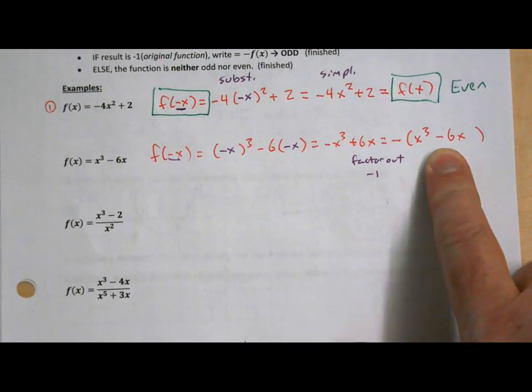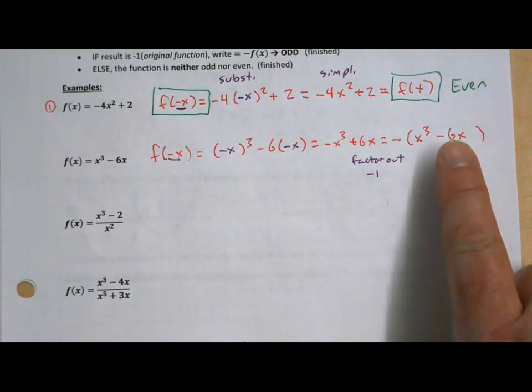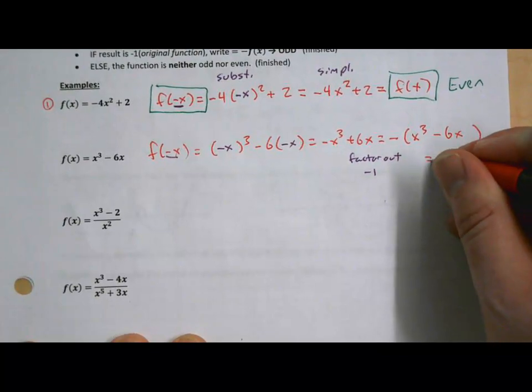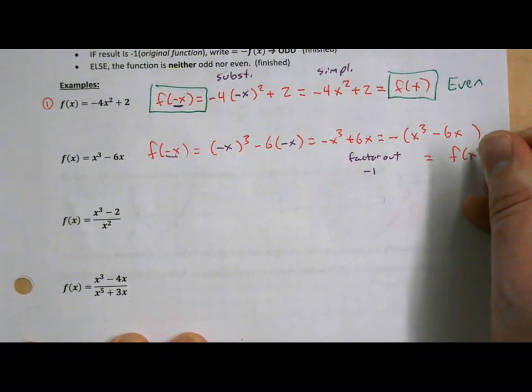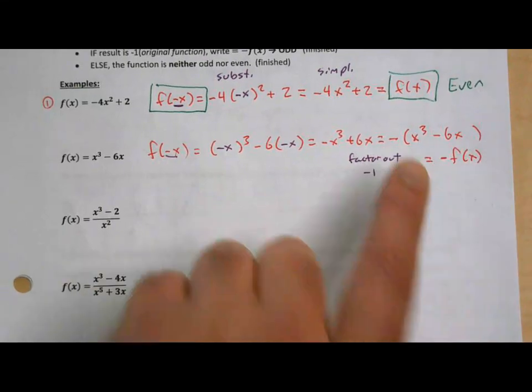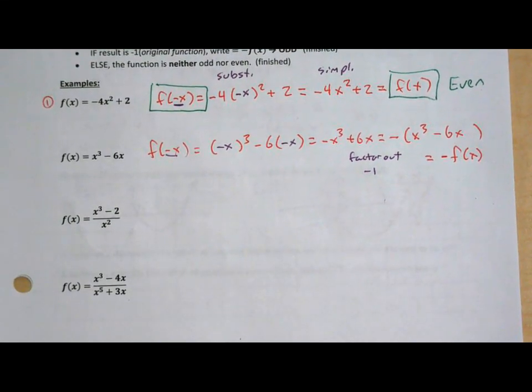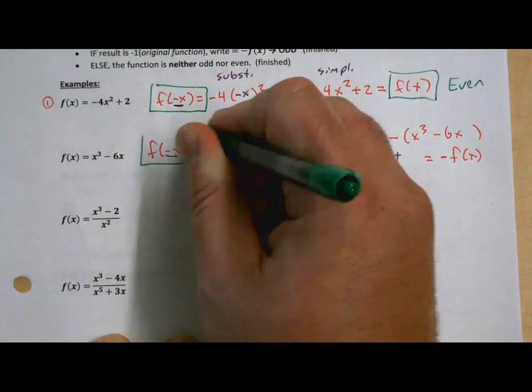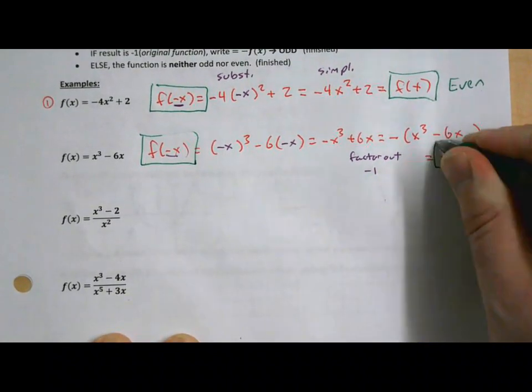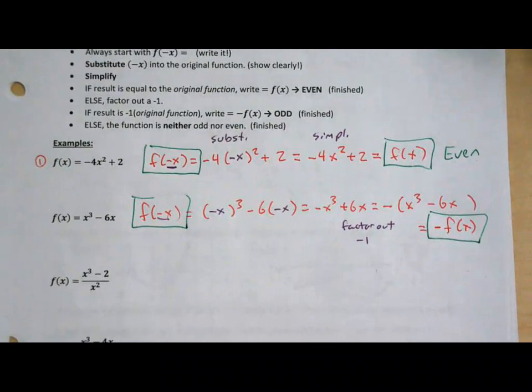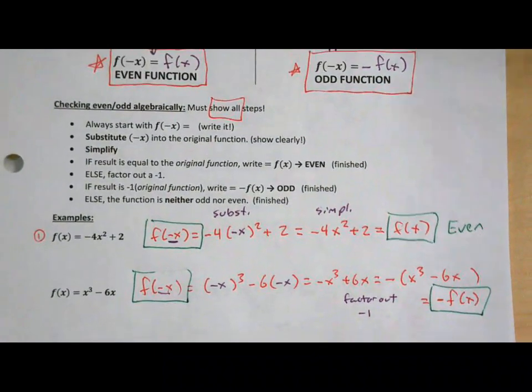Is that thing in the parentheses equal to the original? Ooh, so what have we found? We found that it's equal to the original f of x, but with a negative out in front. So we started with f of negative x, we ended up with negative f of x, and when those 2 things match, that tells us that we are dealing with an odd function.